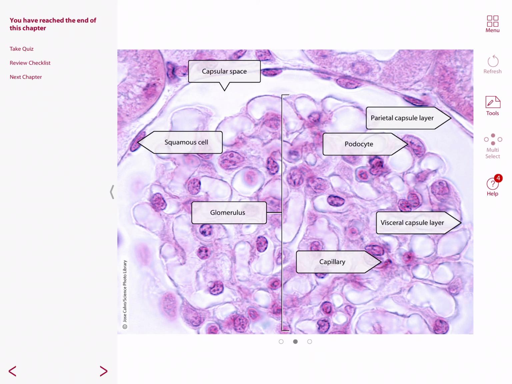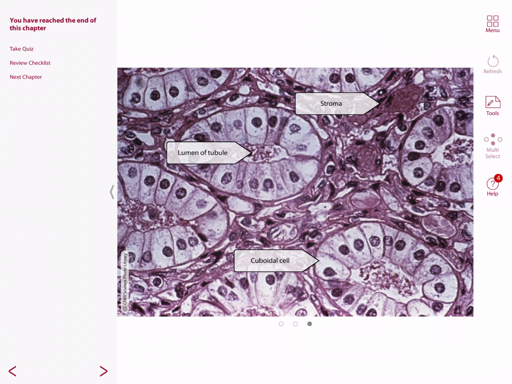Here's showing that at a closer view. So you've got your squamous cells, your capsule. Then on the inside, you've got your podocytes. Again, those podocytes are wrapped around the capillaries themselves. So again, two barriers that they've got to cross. The entirety of this we would call the glomerulus, and you can see the capillaries there. Now we've got some cuboidal cells. So these are the tubules.